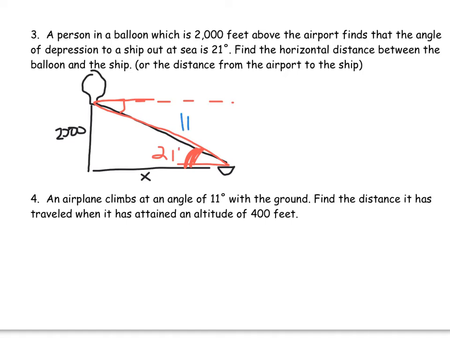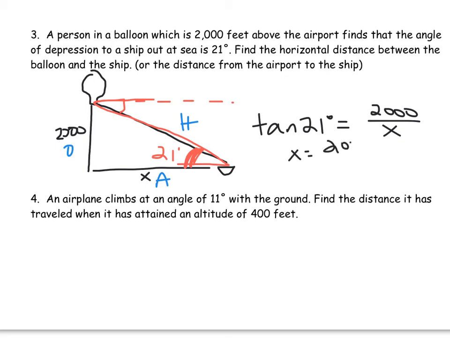If I label HOA, that means I'm going to be doing tangent. So tangent of 21 degrees equals 2000 over x. So I'll end up doing x equals 2000 divided by tangent of 21, and get 5,210.2 feet, or about a mile.